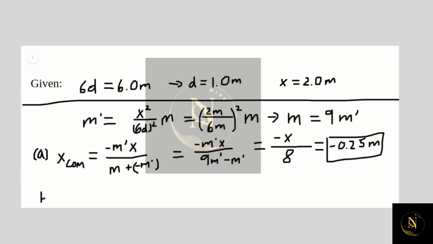Now for part B, it wants us to find the y center of mass. But since the y-coordinate of the small square piece is 0, the y center of mass is just going to be 0. We can box that in as our solution to part B.